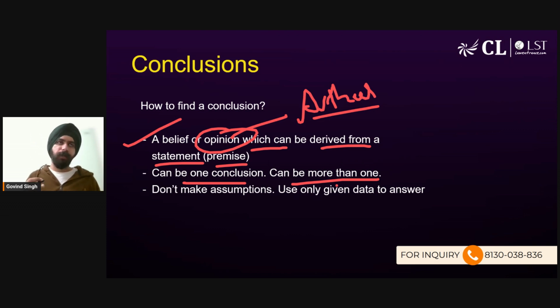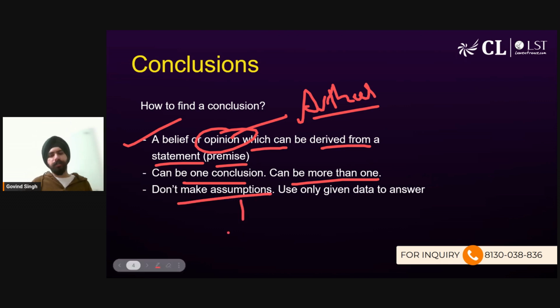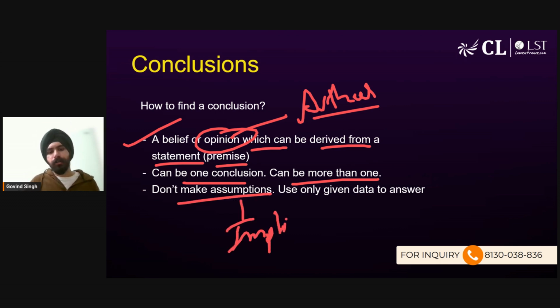It depends on how many premises are there. It depends on how many arguments the author is trying to make. Based on that particular argument, there can be one or more than one conclusion as well. Now, another important thing to keep in mind while identifying a conclusion is do not make any assumption. Assumptions are different. Assumptions are something which are implied as a logic. Assumptions are something which are hidden information. We'll talk about that in a different class.